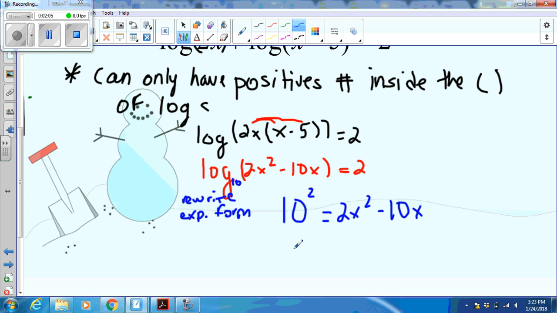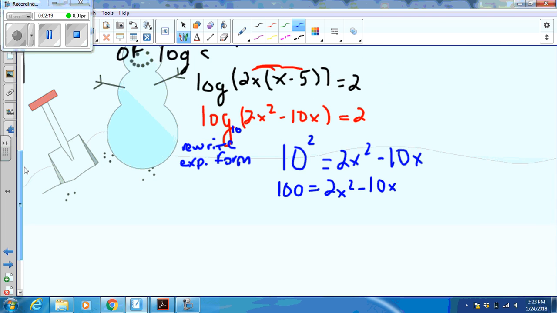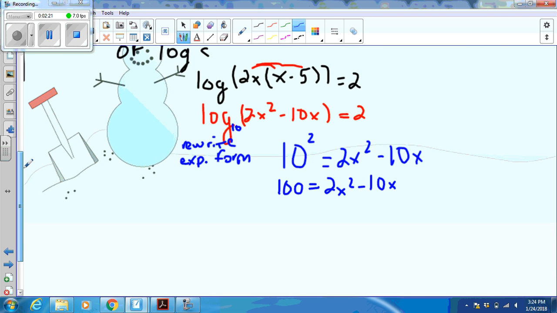Now let's simplify this. We now have 100 equals 2x squared minus 10x. And notice here we have a squared, which indicates that we have a quadratic equation. There are multiple ways you can solve it: completing the square, factoring, or the quadratic formula. I would advise using either the quadratic formula or factoring.